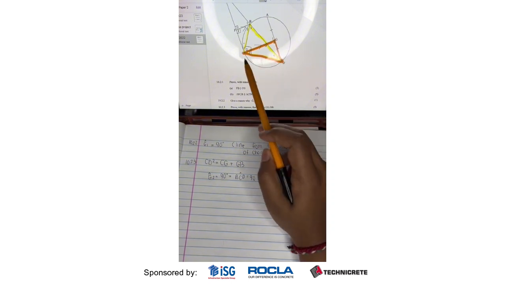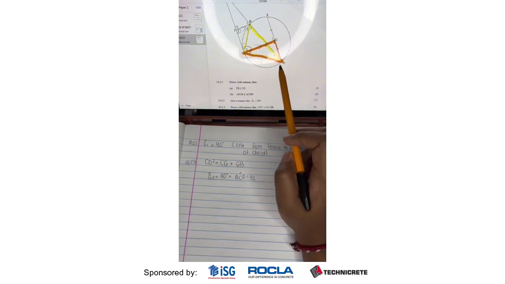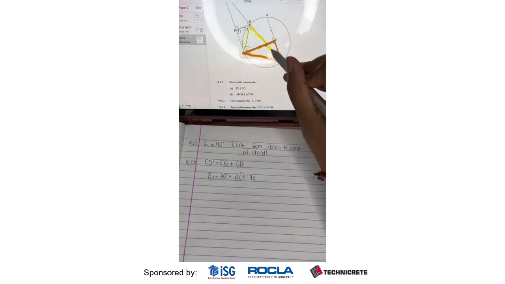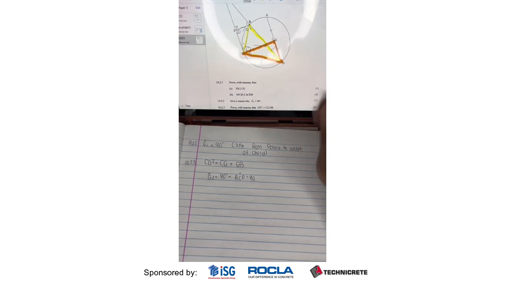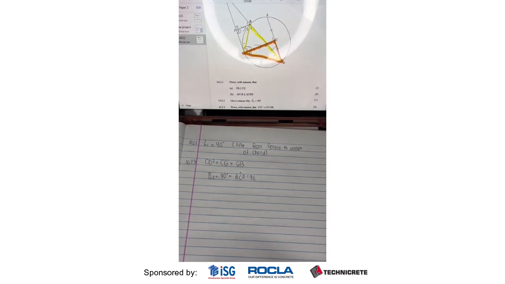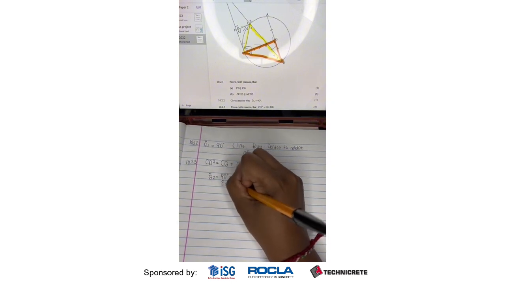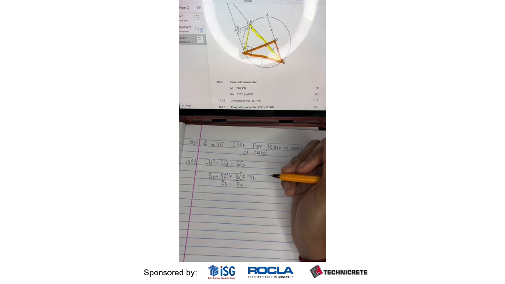C3 in the orange triangle is equal to D2 because of angles opposite equal sides. Remember, this is a radius and this is a radius, so C3 and D2 will be equal. So angle C3 is equal to angle D2. And the last one, we need one more.